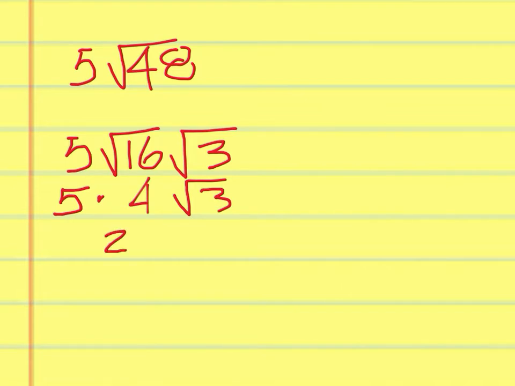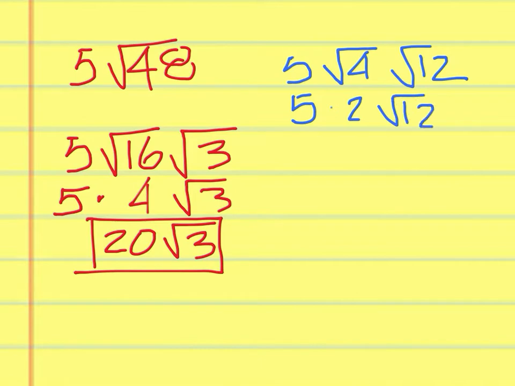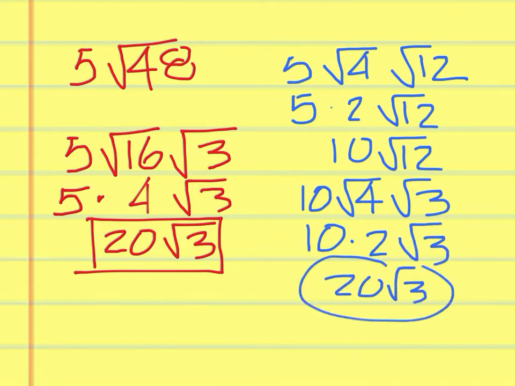5 times 4 is 20. So 20 square root of 3 is the simplified version. Now keep in mind, if you had gone this route, square root of 4, square root of 12, you would end up with 5 square root of 2, which is a 10, but notice that you can take a 4 out of the 12. So you would have ended up with radical 4, radical 3, and 10 times 2 would be a 20. Just more work.